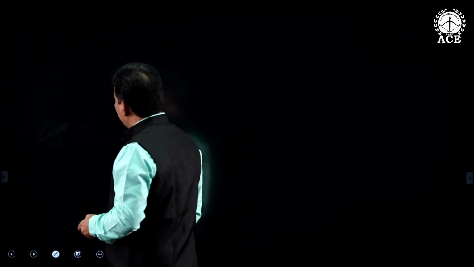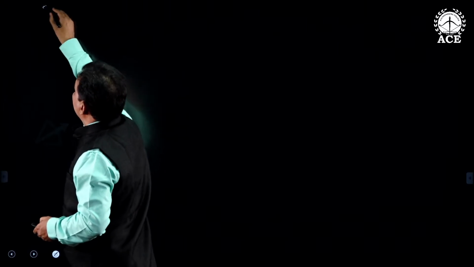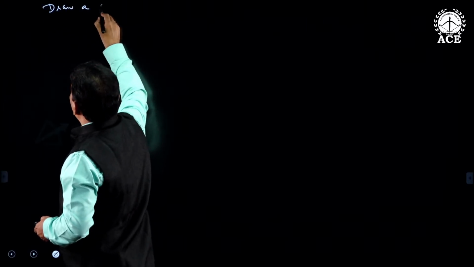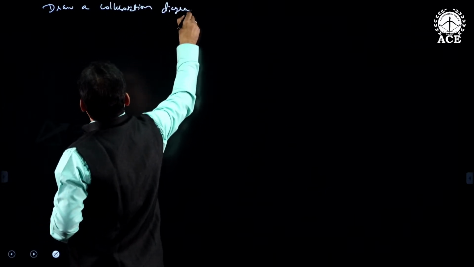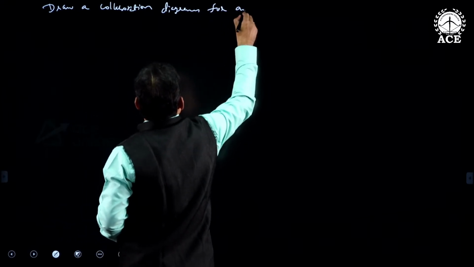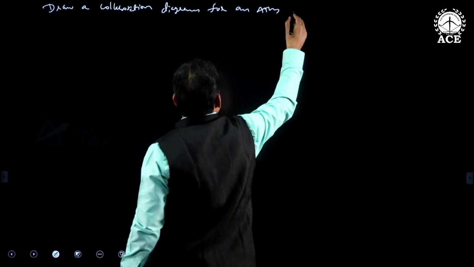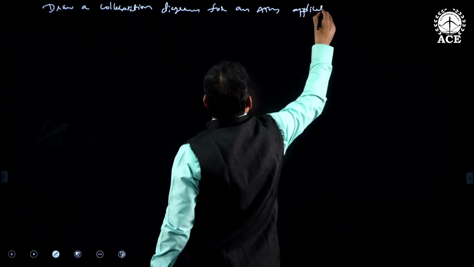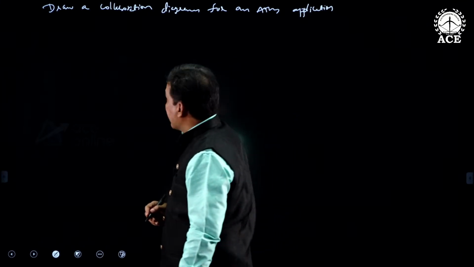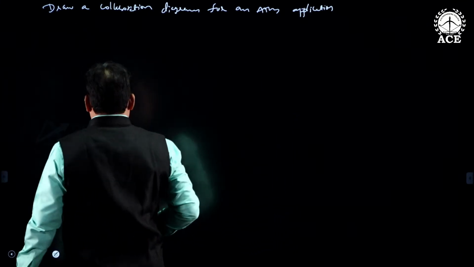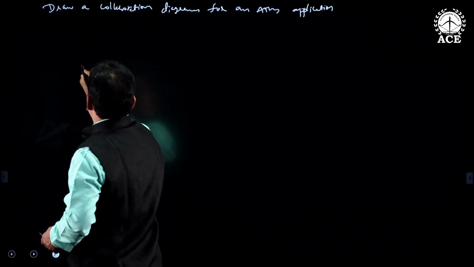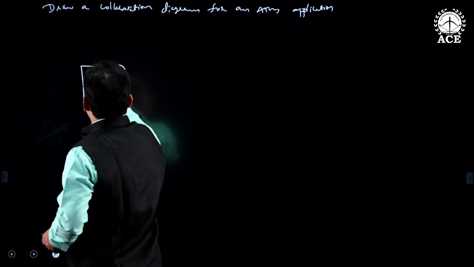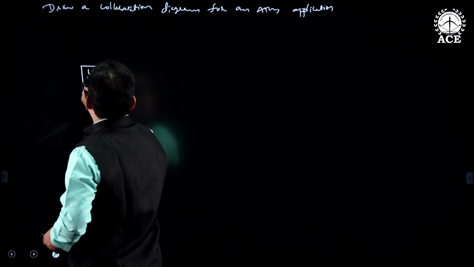Now we are going to model a collaboration diagram for an ATM application. Draw a collaboration diagram for an ATM application. So we already identified what the objects are for an ATM application. User is one of the objects which we already identified.